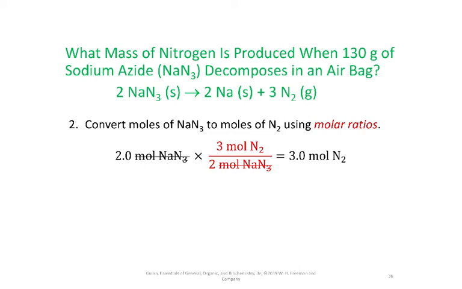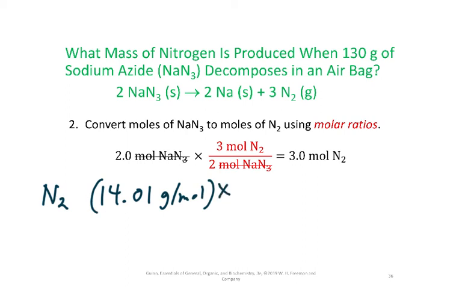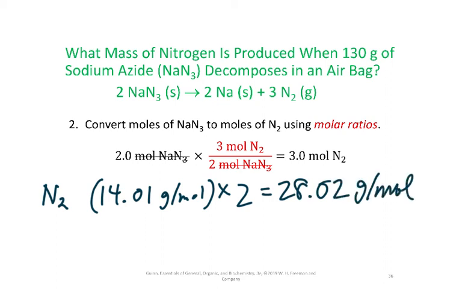But we can use the mole ratio to do that strictly mathematically. So step 3 now, we want to go from moles of N2 into mass of N2, which is, let's see, so molar mass of N2 would be 14.01 grams per mole for each nitrogen times 2 is 28.02 grams per mole.